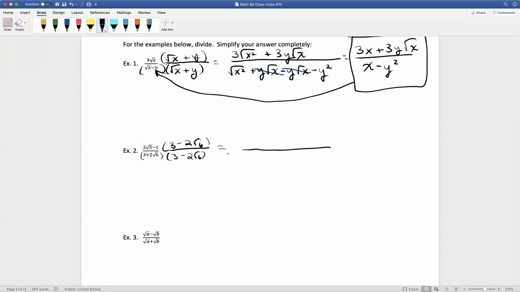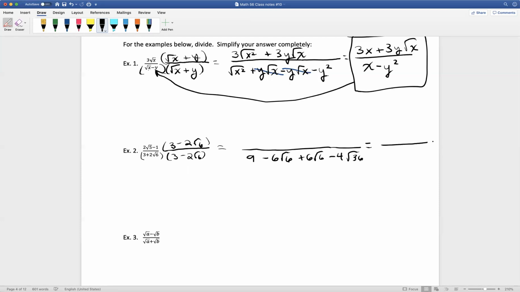Okay, now the denominators, because they're going to be in binomial form, we're always going to have to FOIL them. So 3 times 3 is 9. 3 times negative 2 square root of 6 is negative 6 square root of 6. 2 square root of 6 times 3: 2 times 3 is 6 with the square root of 6 left over inside of the radical. And then for the last term, 2 times negative 2 is negative 4. Square root of 6 times square root of 6 is square root of 36.